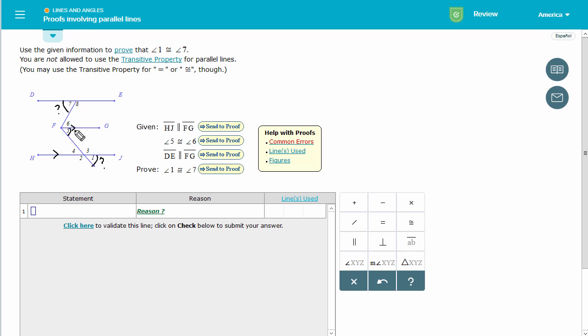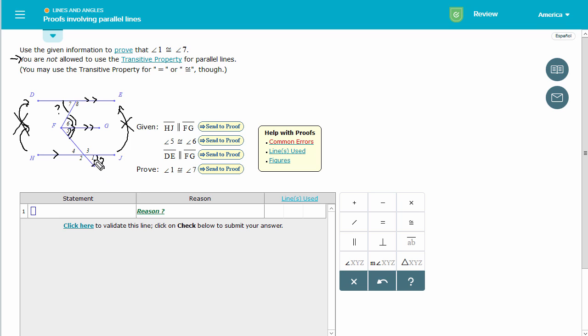Angle 5 is congruent to angle 6. And segment DE is parallel to segment FG. And it says we're not allowed to use the transitive property for parallel lines. That is, we're not allowed to say these two are parallel, therefore these two are parallel. That's not allowed. I don't think that would really help us in this problem, but it's good to know that we can't even consider that.